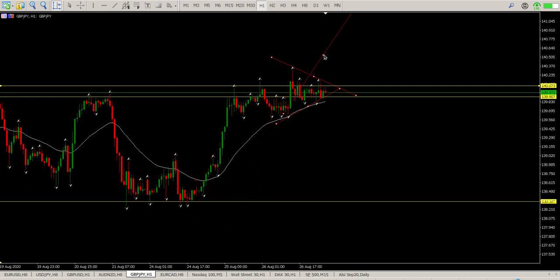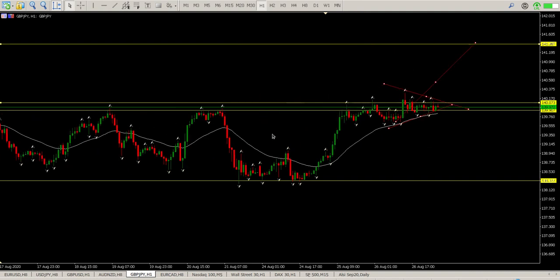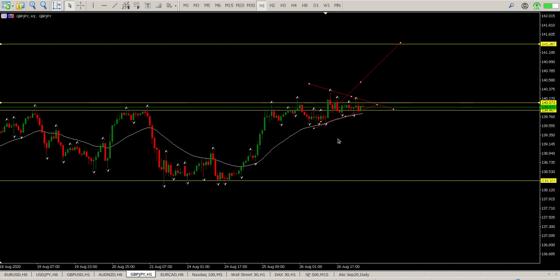Okay, so that takes us up into this area here. Pound Japanese yen is something that I am paying very close attention to, because I'm waiting for this break. We have been ranging, and we're battling with the top of the range at the moment. We've got a consolidation pattern at a level.